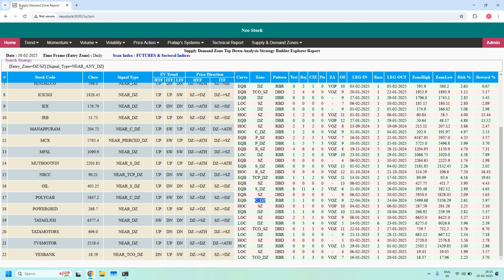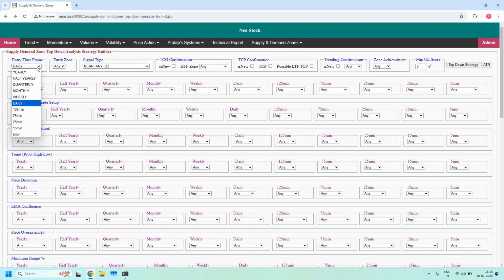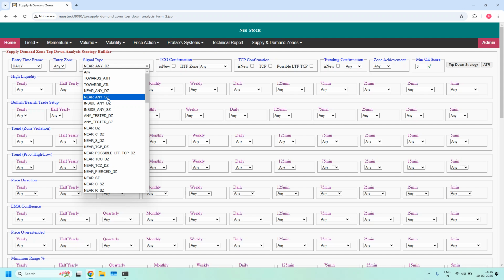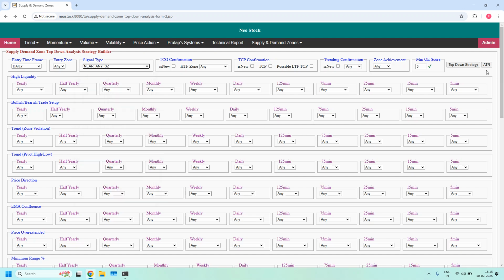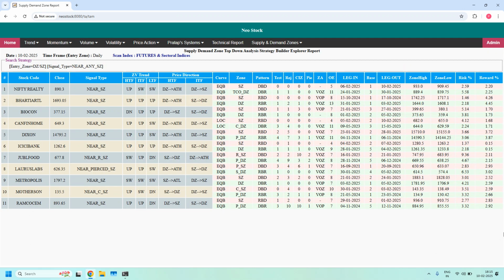Okay. Next, daily time frame. Let us find the stocks near daily supply zone. We got 11 stocks. Let us identify high liquidity daily supply zones from this list. Jubilant Foods is a pierced zone. We can't use it for HLQ strategy. If anybody wants, you can use pierced zone strategies on that.